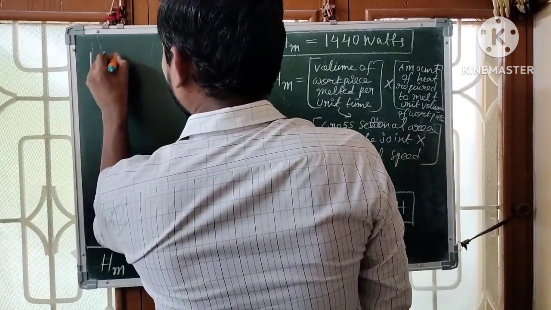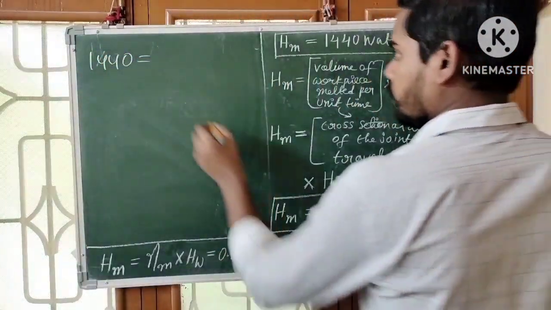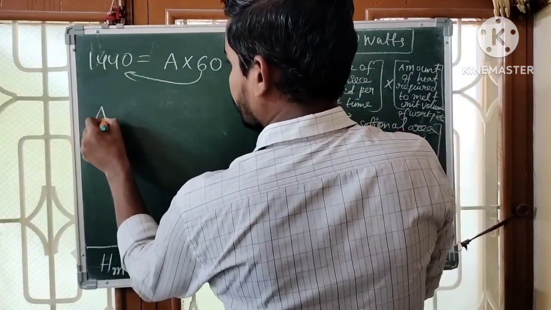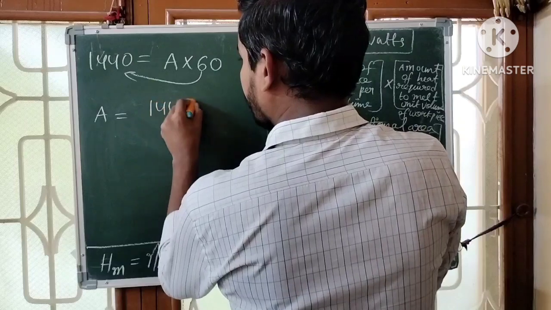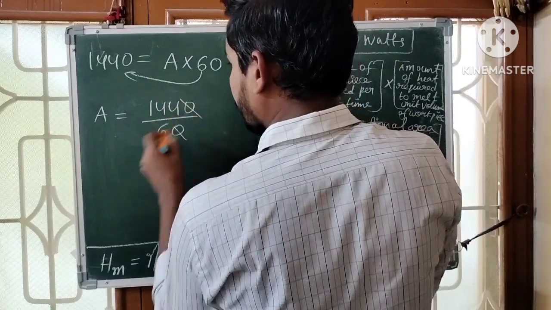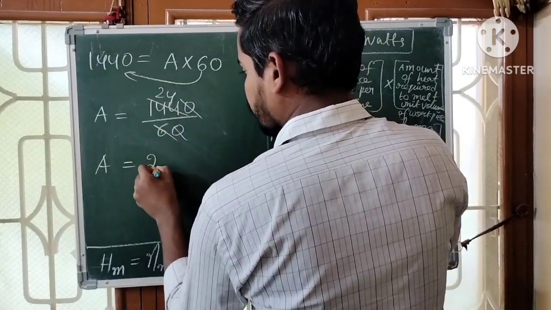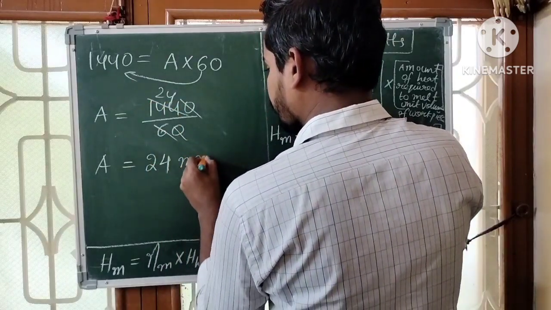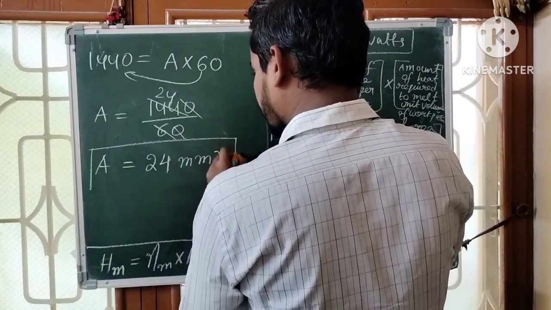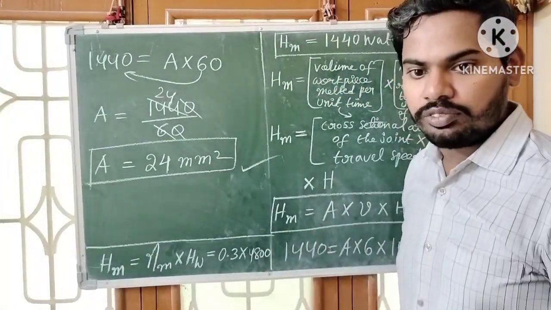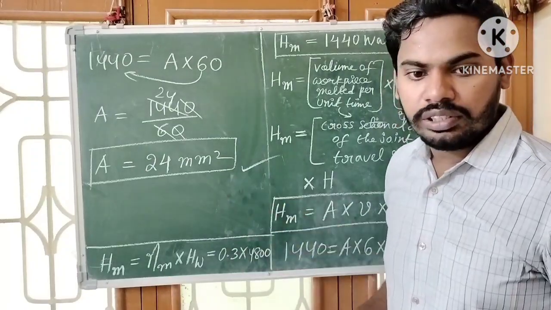Now 1440 is equal to A into 6 and 10 are 60. Transpose 60. Now A is equal to 1440 by 60. 0 gets cancelled. A is equal to 6 ones are 6, 24s are. So therefore A is equal to 24 mm square. Therefore cross-sectional area of the joint is 24 mm square. We got the right answer, 24 mm square.